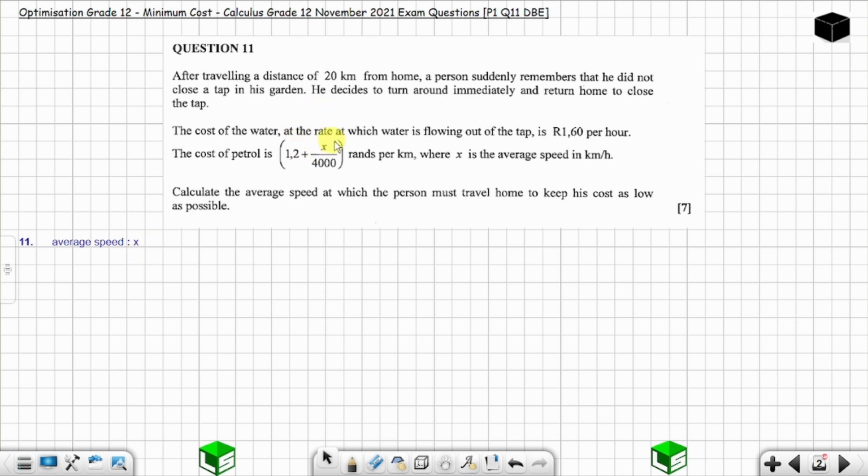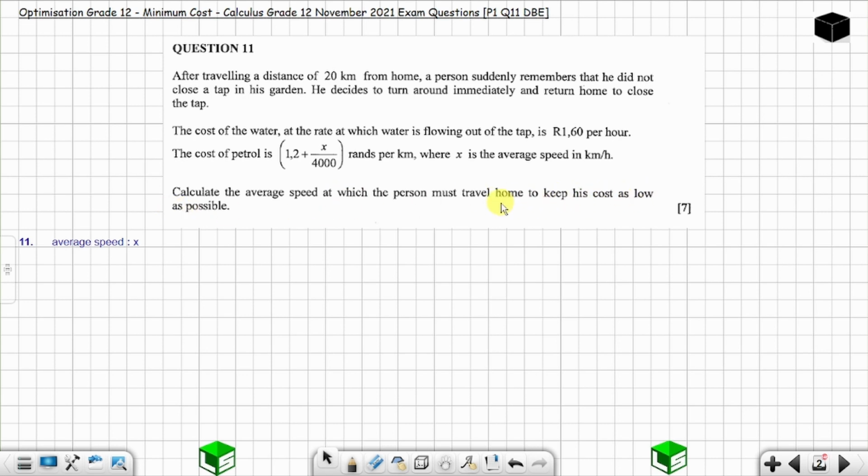If you want to make things easy for you, this is what you have to do. You have to try to set the question first. You have to understand what is requested from you. You are requested to calculate the average speed at which the person must travel home to keep the cost as low as possible. So you are requested to find the X. Average speed is X. You are requested to find the X that will give you a minimum cost.